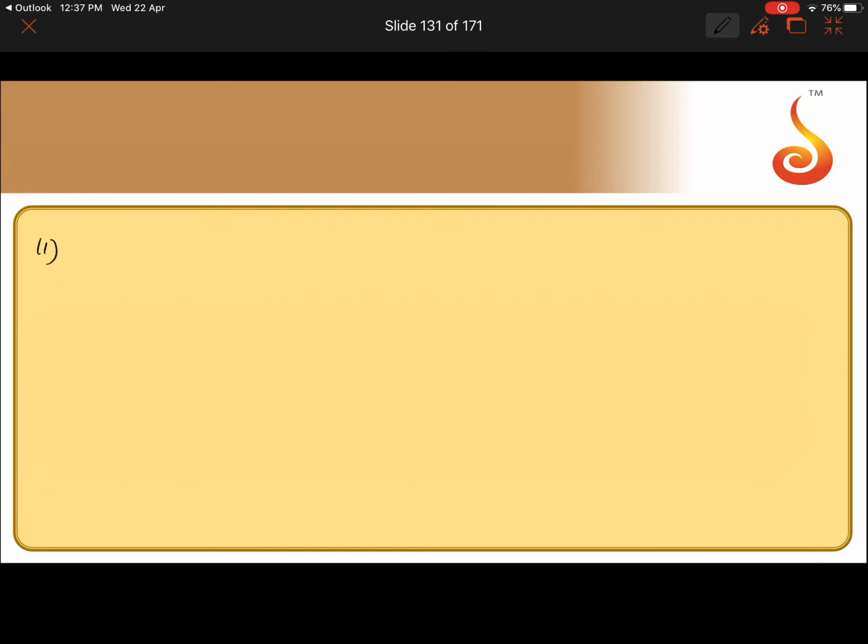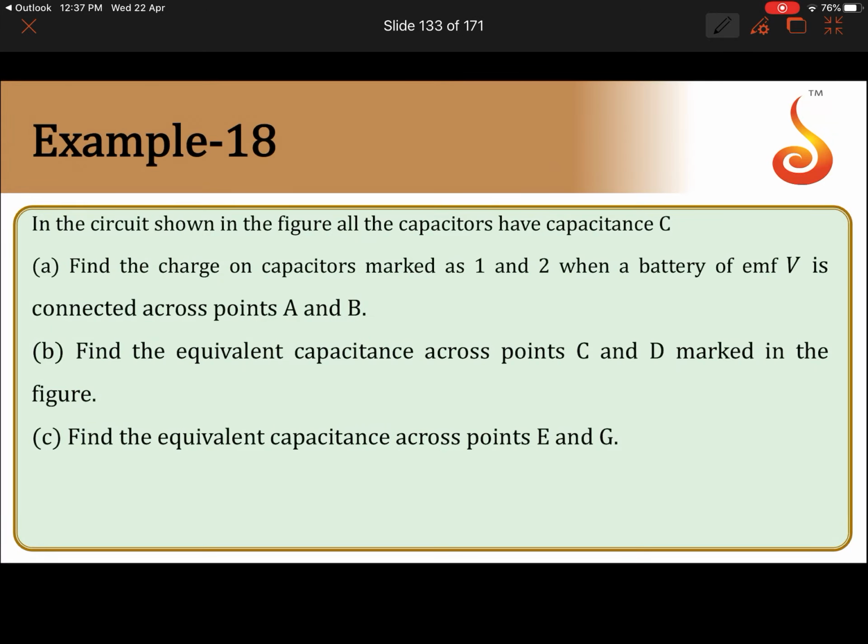So next, the second part: potential difference between 1 and 2. V will be E1 into d. This will be 3 by 4 Q by epsilon naught A into d, because the charge is 3Q by 4.